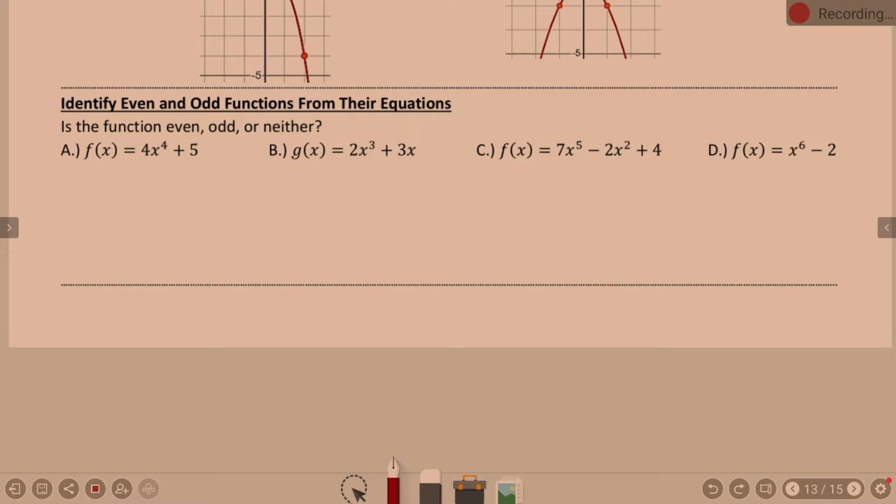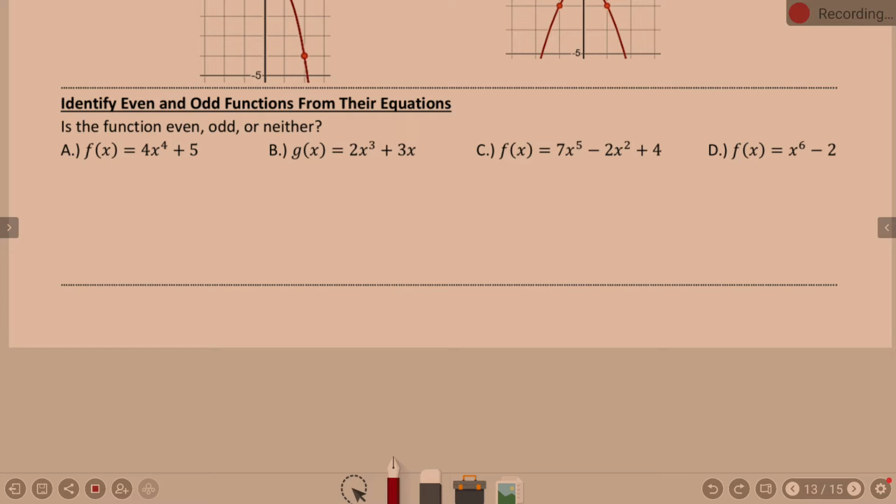Is the function even, odd, or neither? Except the difference is, I just have an equation. I don't have a graph to look at. And no, I'm not saying grab Desmos and graph it. Technically, could you as a check, though? On homework, yes. On a quiz or test, no, because you're not going to have access to Desmos. Okay? So this is one where we have to be able to look at the equation.